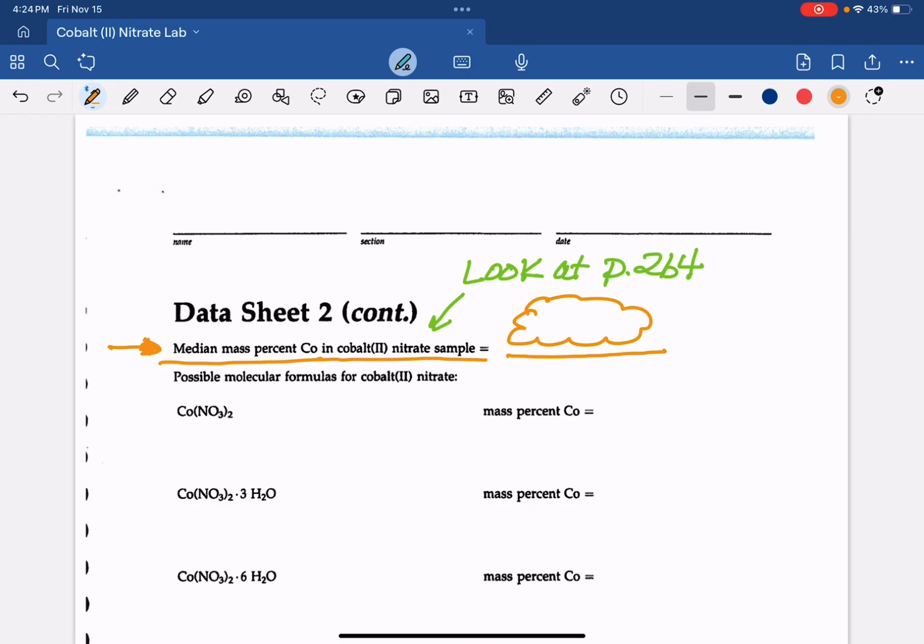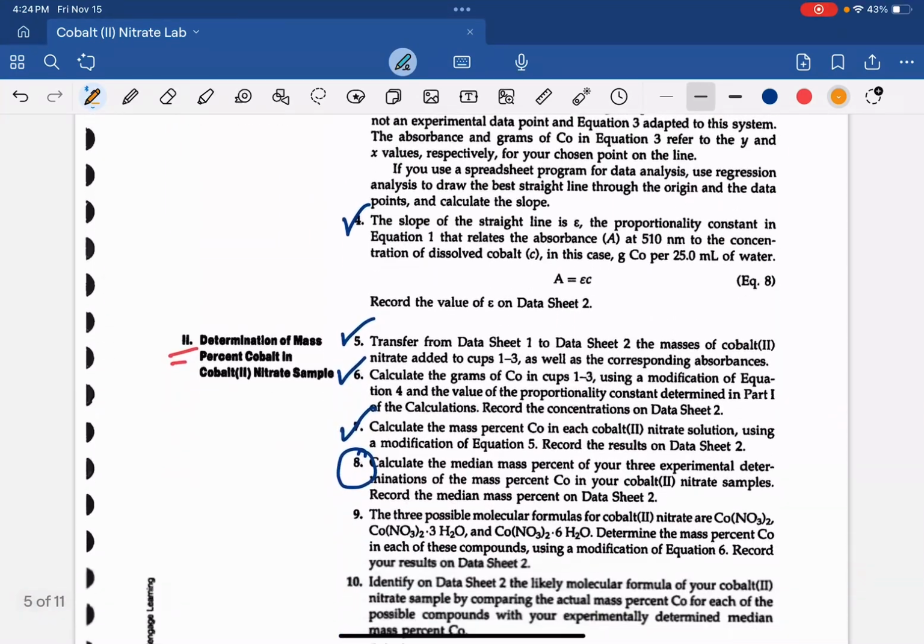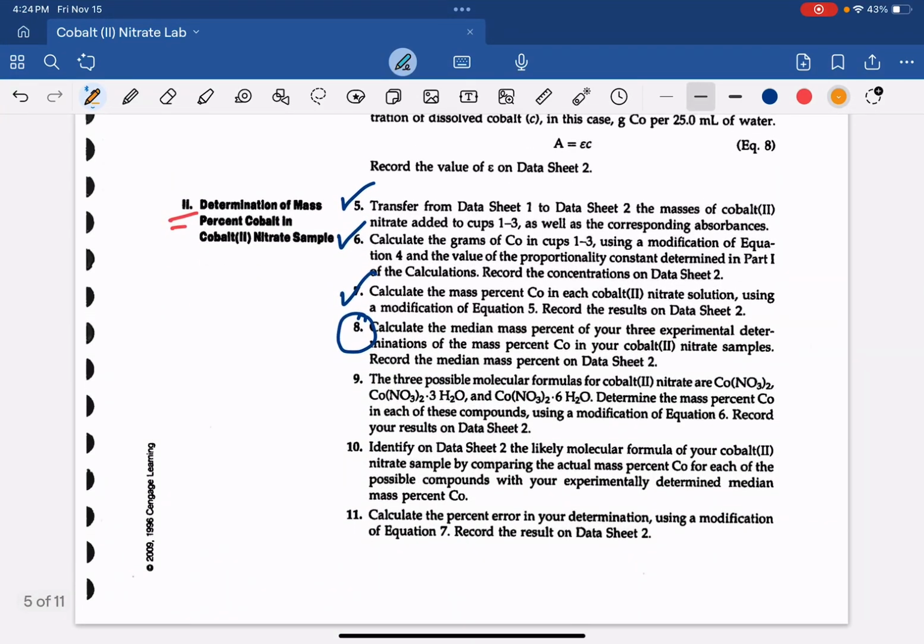Now, what do we do next? Come back over here. All right, step number 9. The 3 possible molecular formulas are cobalt nitrate as an anhydrous, hydrated cobalt nitrate with 3 waters, and cobalt nitrate with 6 waters. You're going to go through and figure out your mass percent of those compounds on data sheet number 2.